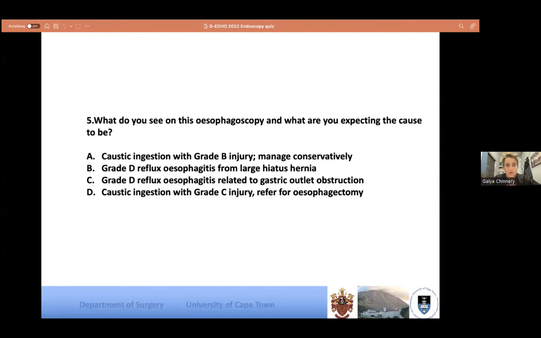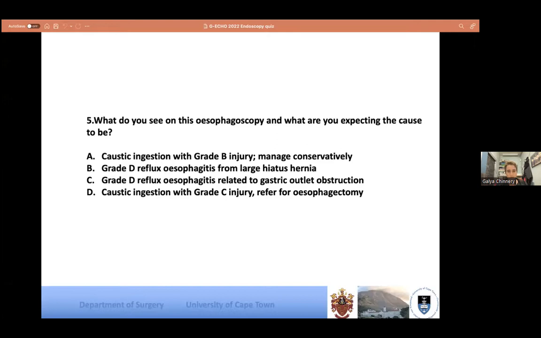Okay, so I didn't give you a history, so it was a little bit unfair. But half of you are thinking this may well be a caustic ingestion, grade B, and you'd manage conservatively. I agree, it looks like a grade B if this were a caustic. But I think this is quite clear to us. We see this horrible reflux grade D esophagitis related to stasis from gastric outlet obstruction.